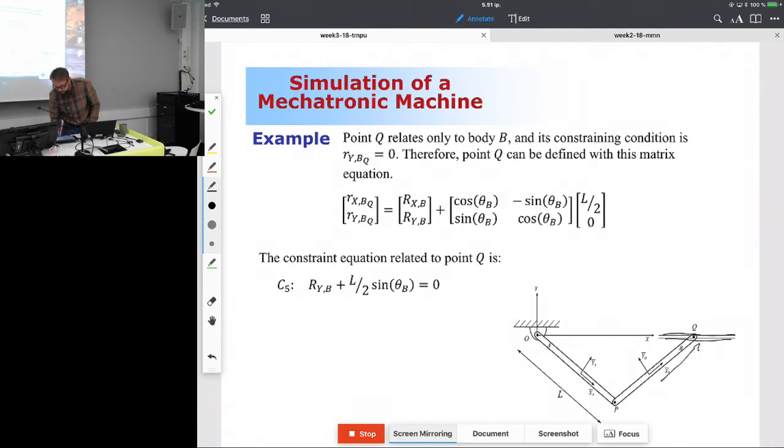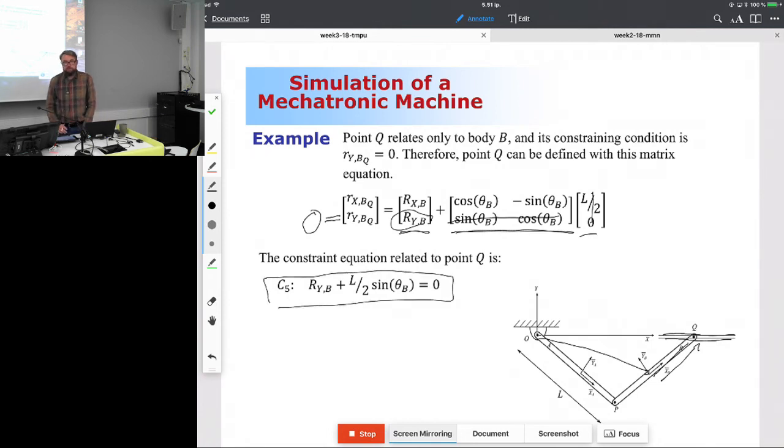So first I'm traveling to the body reference coordinate system of body B. Then I account for the orientation of body B, and then I go to this point Q with the help of vector u bar. It's going to be L divided by 2, 0. And then I'm saying that this y component, this component here, has to be equal to 0. It cannot move in the global y direction. You got it? So I take this row of the matrix multiplied by this vector. That gives me the fifth constraint equation.